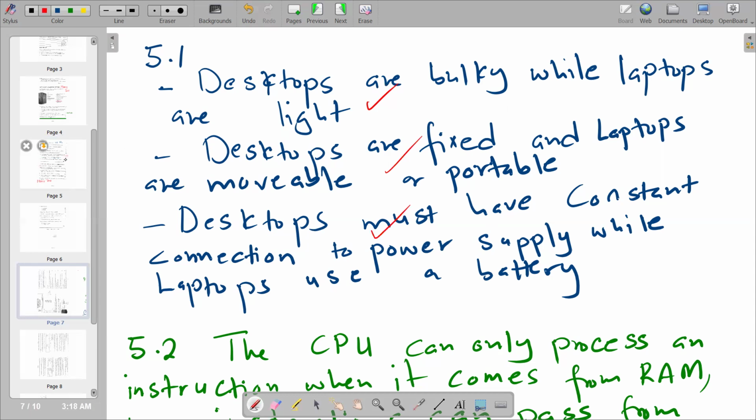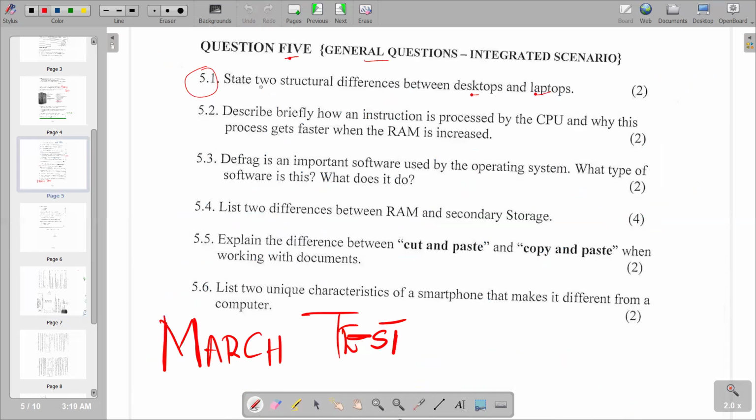If you go back to our question, you would see that it requires two structural differences. So we are just supposed to come up with two differences.